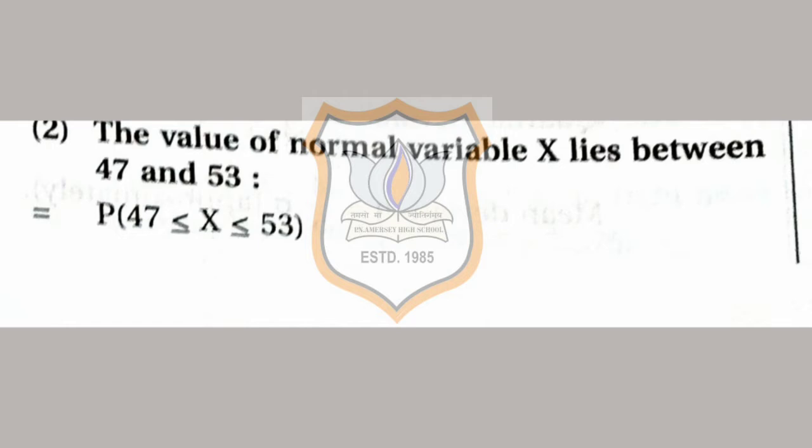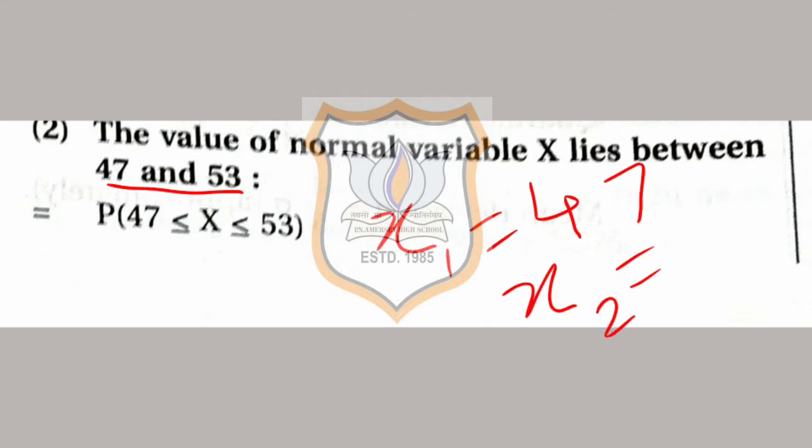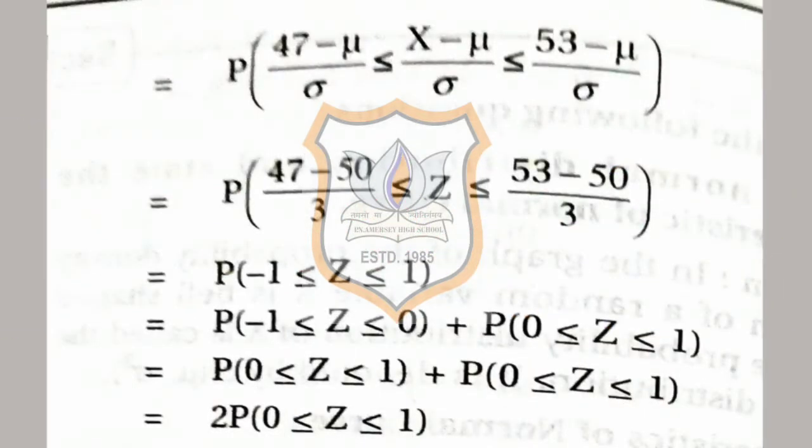Let's do the second part of this. The value of normal variable x lies between 47 and 53. Same way, that is x1 is 47 and x2 is equal to 53. Same formula we will use. (47 minus mu) upon sd is less than or equal to (x minus mu) by sd less than or equal to the second value of x, 53. So (53 minus mu) by sd. Substitute the values. Mu is 50, sd is 3. So you'll have (47 minus 50) by 3 and here you will have (53 minus 50) by 3.